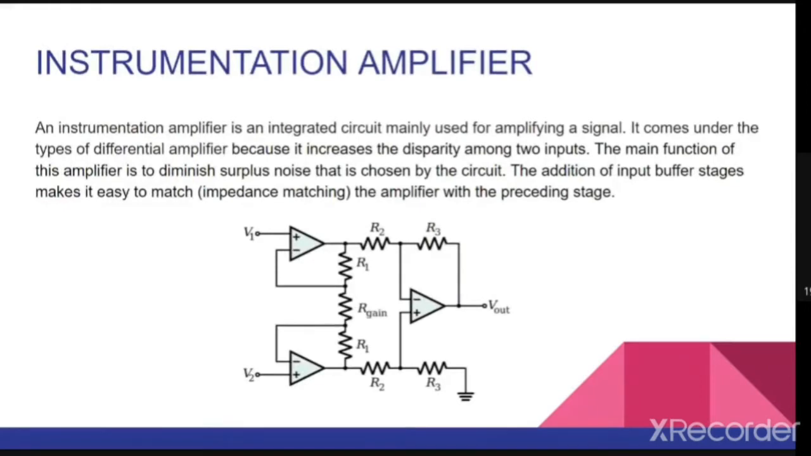First of all, what is meant by instrumentation amplifier? An instrumentation amplifier is a type of differential amplifier that has been outfitted with input buffer amplifiers, which eliminate the need for input impedance matching and thus make the amplifier particularly suitable for use in measurement and test. And this is a diagram for an example of the instrumentation amplifier.